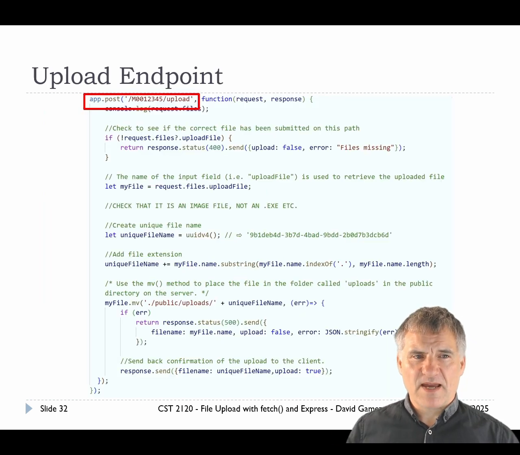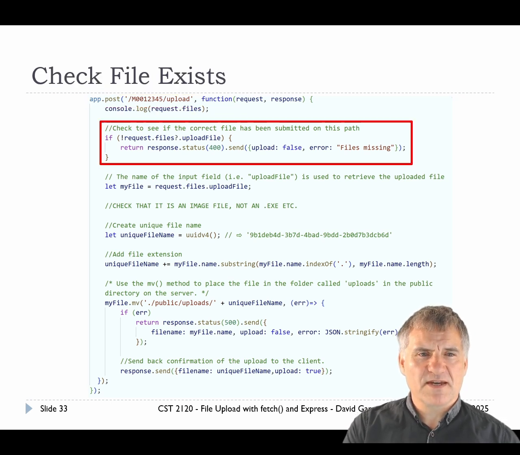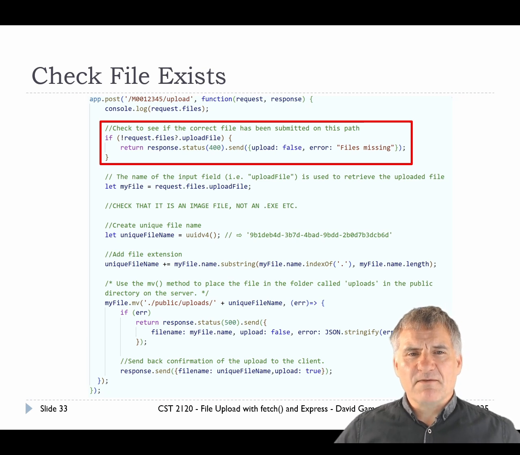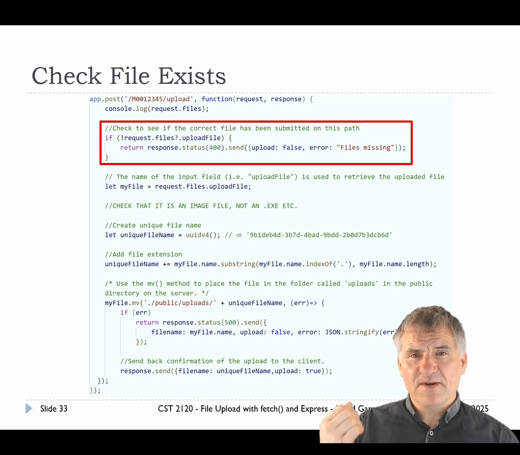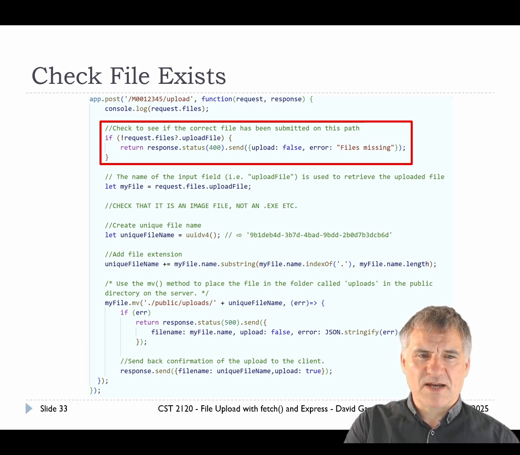Now I can write the code for my endpoint, so the app.post, my student ID /upload. You can call it what you like, there aren't really any constraints on that in the coursework. First thing I want to do is check that the correct file has been submitted. So obviously I'm looking for something called upload file, because that's what I specified in my form, and that should exist. If it doesn't exist, then there's been some kind of error somewhere. I need to reply to the client with that error.